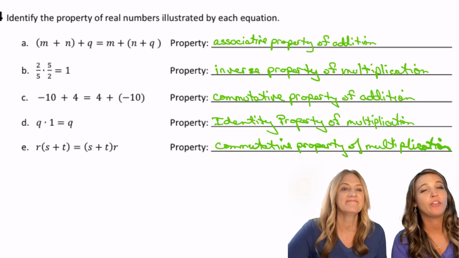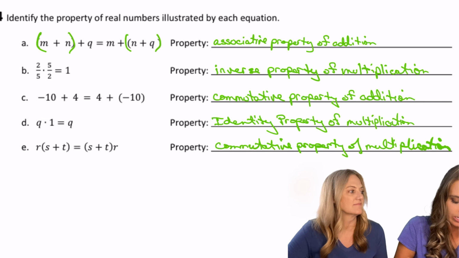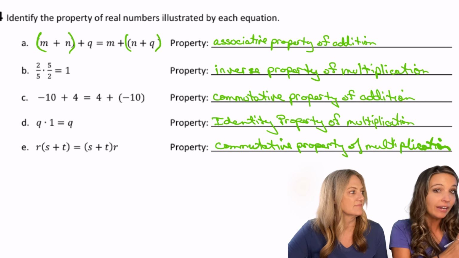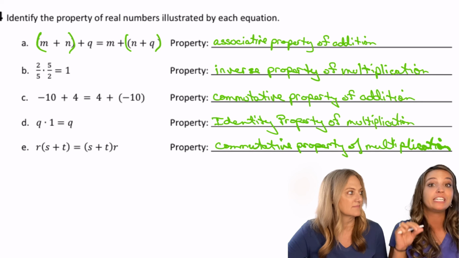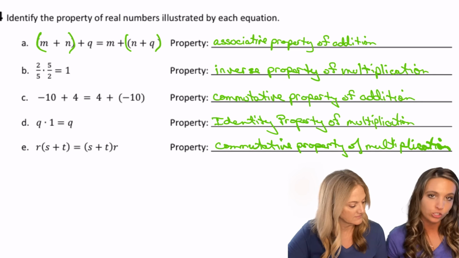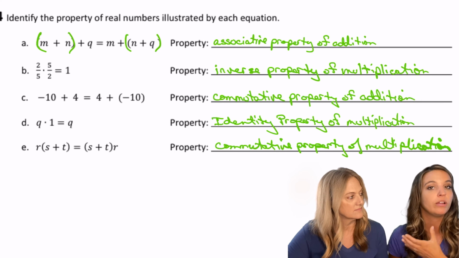Let's see how you did. On the first example, it appears just the association changes. First, it's around n plus n, and then the association changes to n plus q. The order didn't switch, so it's not commutative. Associative property of addition. Be sure you write out the whole name.